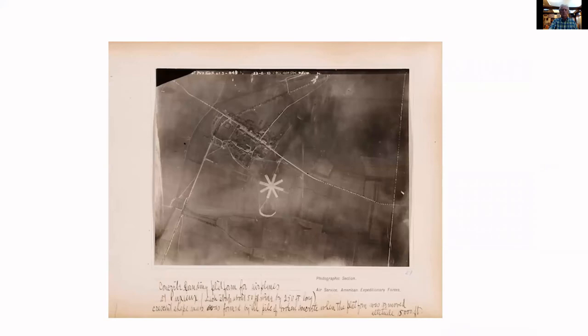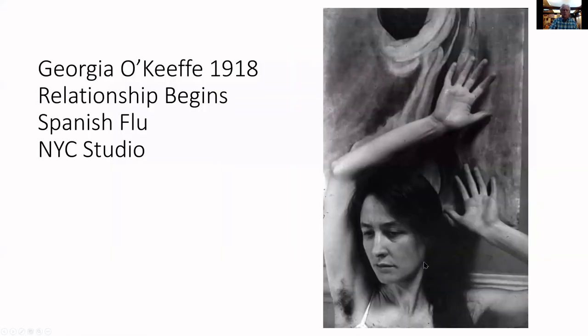This is an interesting one. It's showing a landing strip. This is a landing strip in France that has been excavated with runways in all directions in case the wind changes. And this is the kind of thing that he worked on. These are his comments down here about the size of it and the runway. So that's what he worked on.